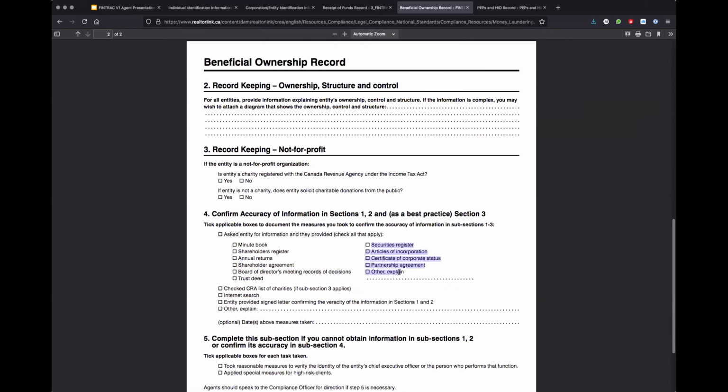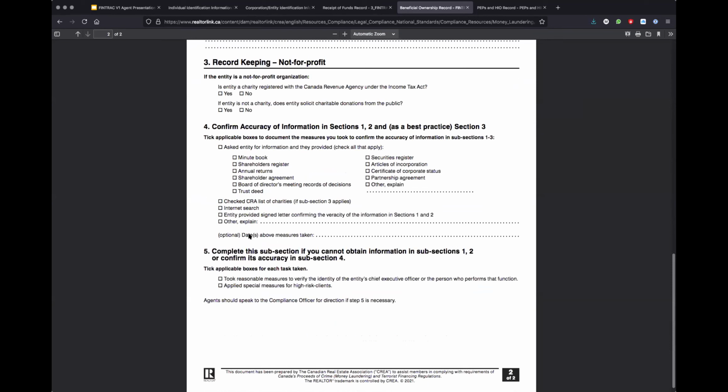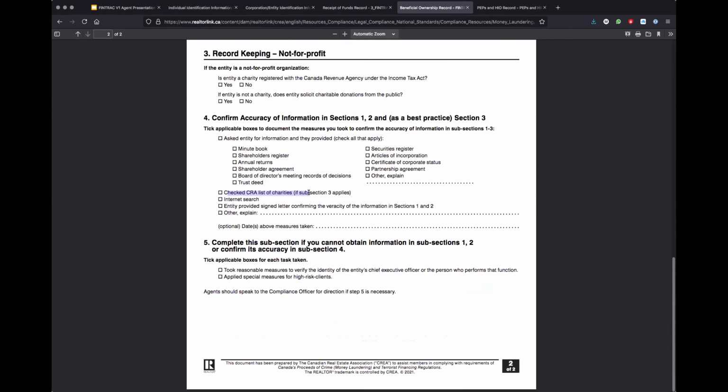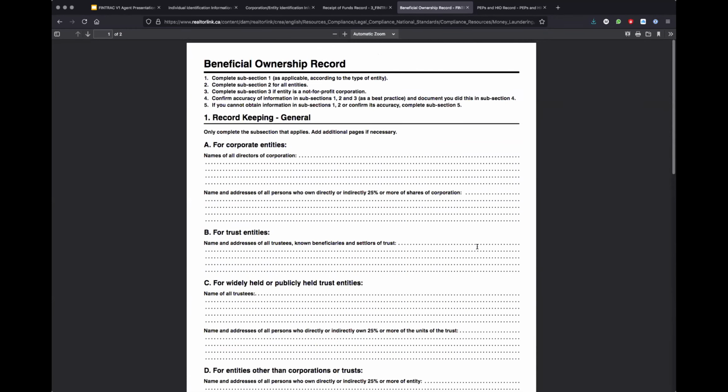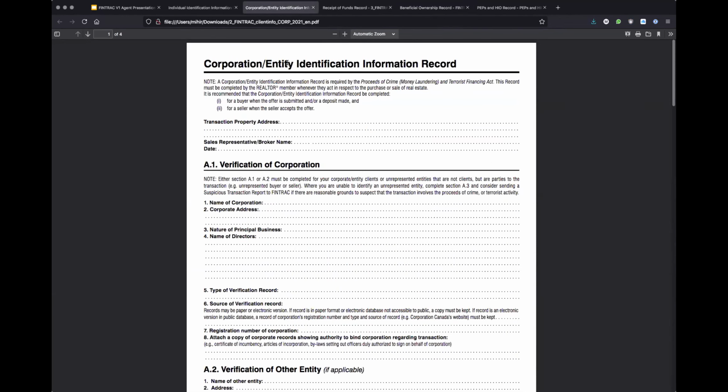So articles of incorporation, shareholder agreement, board of directors, meeting records of decisions, and so on. If you have completed section 3, there is a CRA list of charities that you do have to double check. And section 5 should only be completed if you cannot obtain any information for sections 1 to 2. So once again, I am expecting you to have articles of incorporation readily available if you are conducting a transaction on behalf of a corporation or entity.